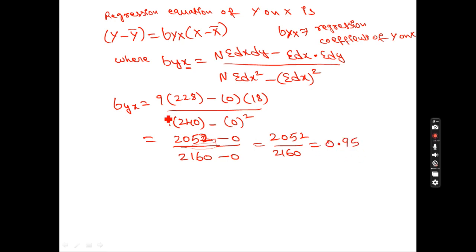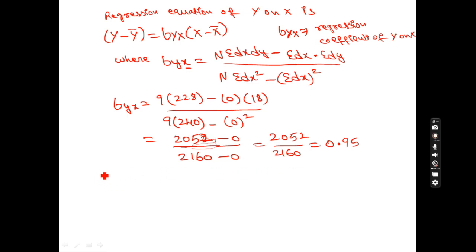Don't think that b_xy and b_yx must be equal. In this problem both are getting the same value, but sometimes both will get different values. Don't think that the first one gives a value and the second must be the same; it depends on the question. Earlier we got 0.95 and now again 0.95, so both regression coefficients have the same value, but it may not be the same for all problems.